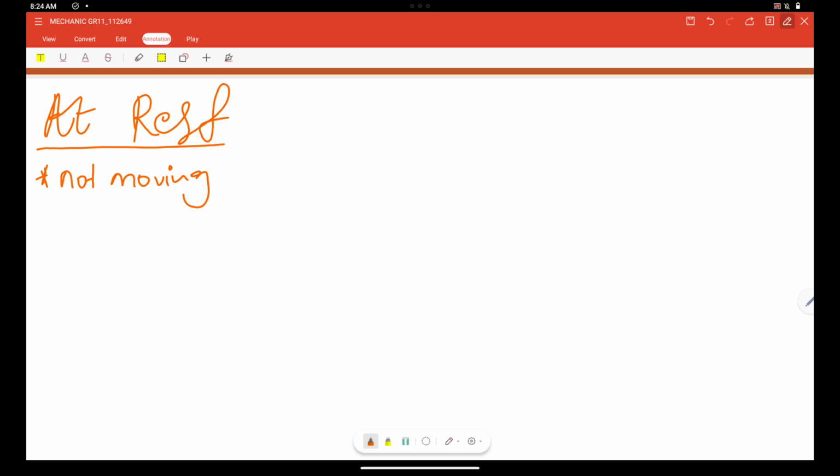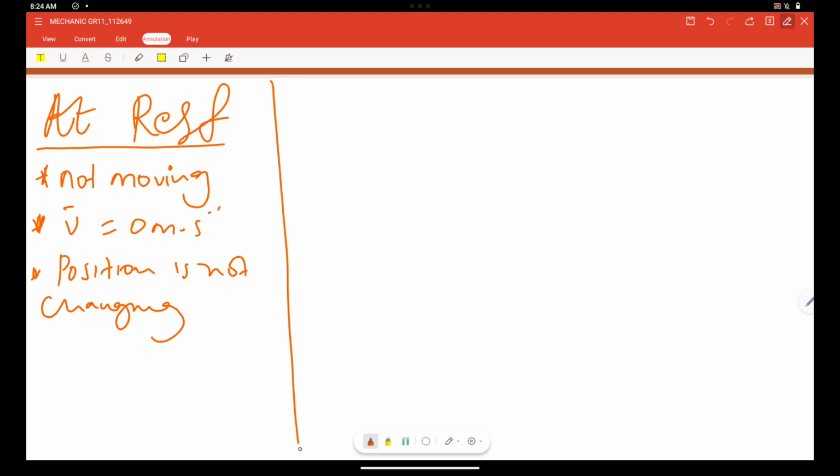And if the object is not moving, what will be the speed? What will be the velocity? The velocity will just simply be 0 because it's not moving. And if it's not moving, most importantly, it means that the position of the object is not changing. So the object is not changing where it is located at a specific point in time. So using these statements, I can plot a couple of graphs. I'm going to start with the position time graph.